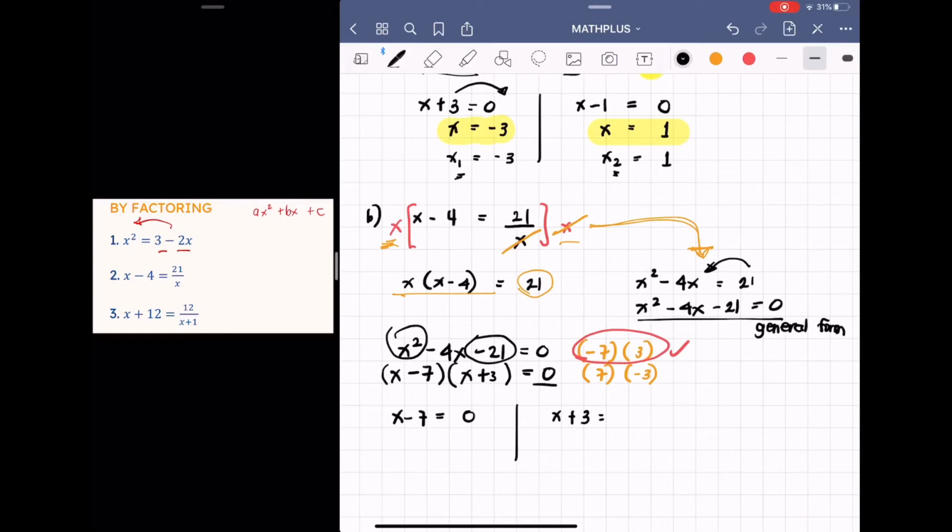From there, we solve for x in each equation by transposing the constants to the right. You get x equal to 7, and here you get x equal to negative 3, which gives you your x sub 1, the first root, and your x sub 2, which is your second root. For me, it doesn't matter if you write it as x sub 1, x sub 2, or simply just x. But we know for sure that these are your answers. These are the roots of your quadratic equation.